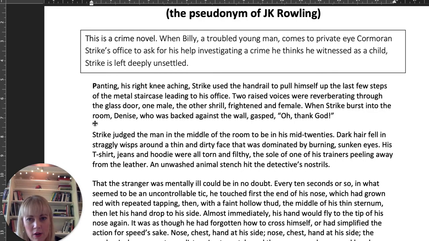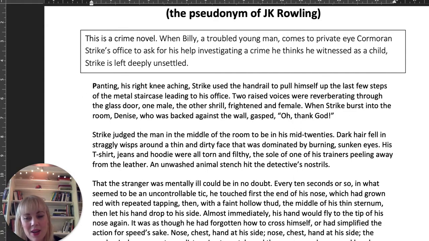Okay, so here's paragraph 1. And we are going to think about how we could explain what's happening. Strike arrives, going to finish that sentence. So we know that at this point he is panting, his right knee aching. Strike used the handrail to pull himself up the last few steps of the metal staircase, leading to his office.